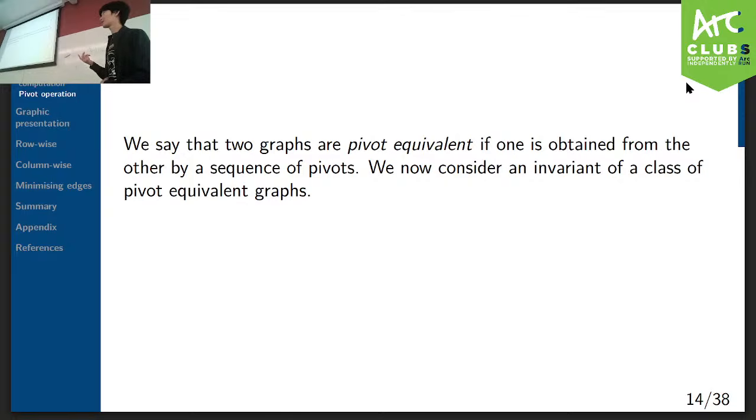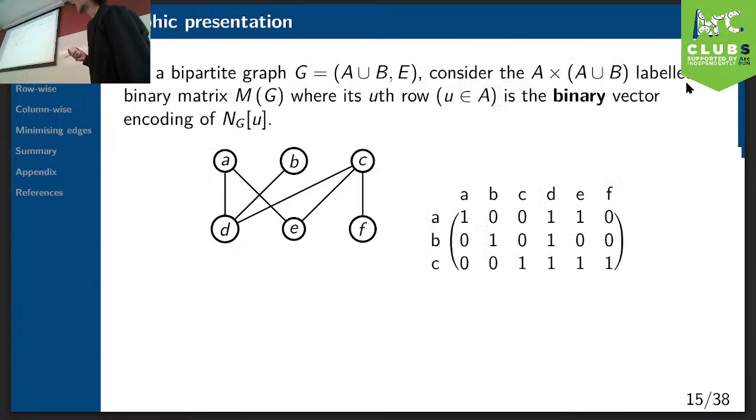It's transitive because if you're trying to get from G1 to G2 to G3 via a sequence of pivots, you just do the sequence of pivots from G1 to G2, and then the sequence of pivots from G2 to G3. There's one other property of an equivalence relation, but that should be quite easy to show is true. So we can talk about the graphs being pivot equivalent and forming an equivalence class. Okay, so this is the invariant which we're going to be studying.